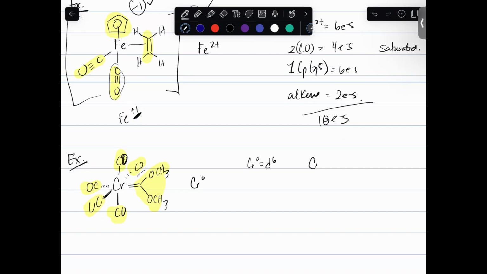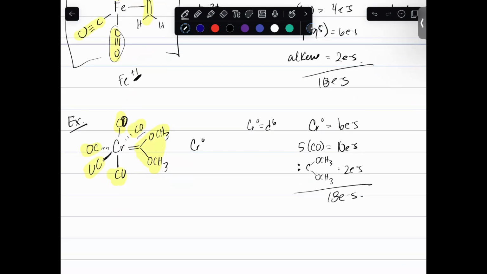And so let's do the total count. 6 electrons for chromium. There are 5 carbon monoxides, 2 electrons each. That's 10 electrons. So you can see that we're already getting to 16. And then finally, our carbene is 2 electrons, which makes sense. You should have 18 electrons. So you cannot go over 18 electrons, just like the octet rule, right?